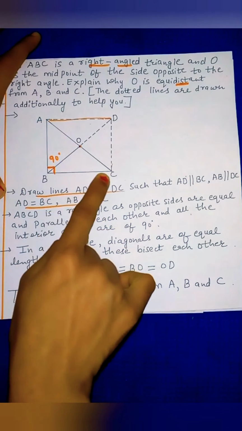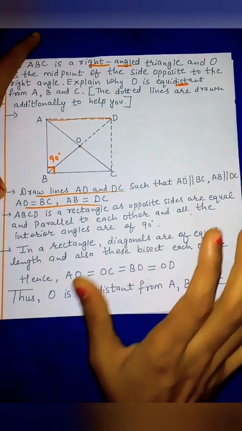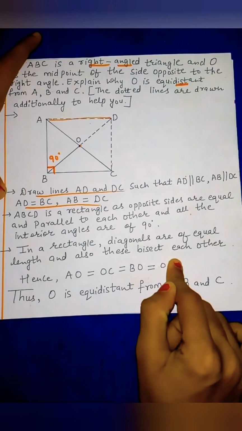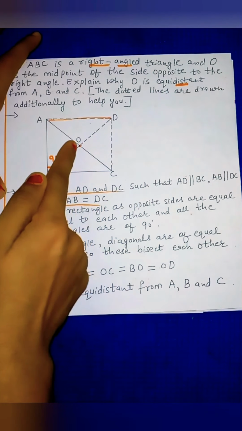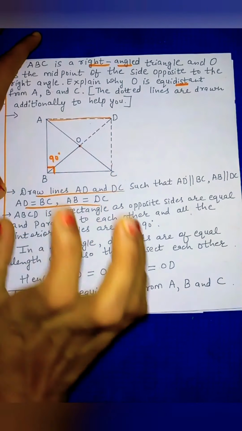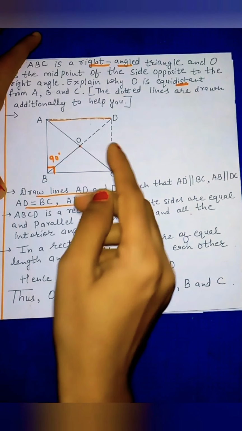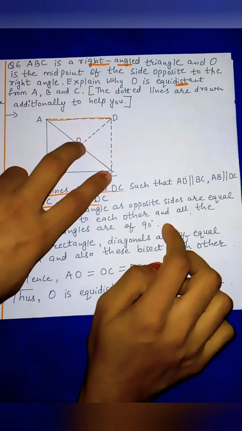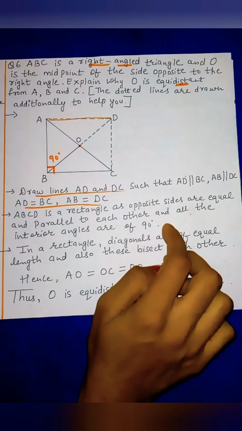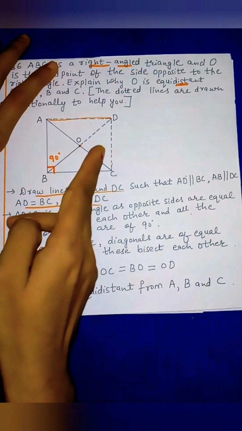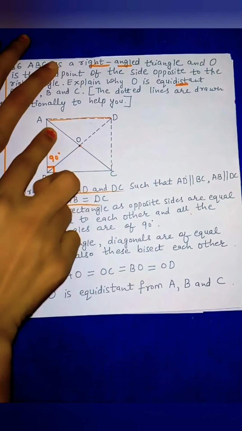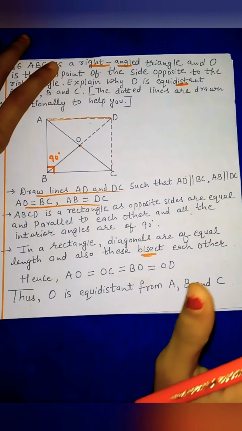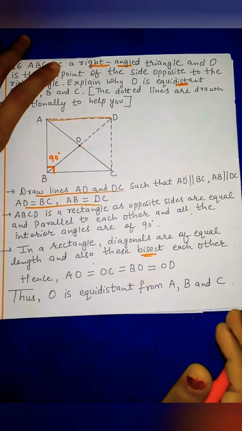So this diagonal AC and this diagonal BD are equal. Also they bisect each other. Bisect means they cut into two equal parts. So these diagonals bisect. Bisect means this AO and this OC are both equal parts. These diagonals cut each other in such a way that we get AO equal to OC. That is the meaning of the word bisect. So these diagonals bisect each other.